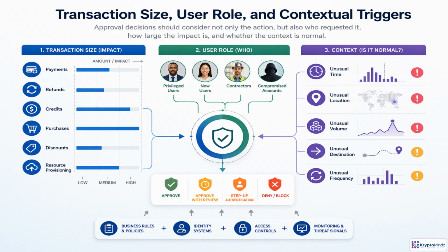Effective approval systems combine business thresholds with identity, access, and monitoring signals. The goal is proportional control: low friction for normal work, stronger checks when risk increases.